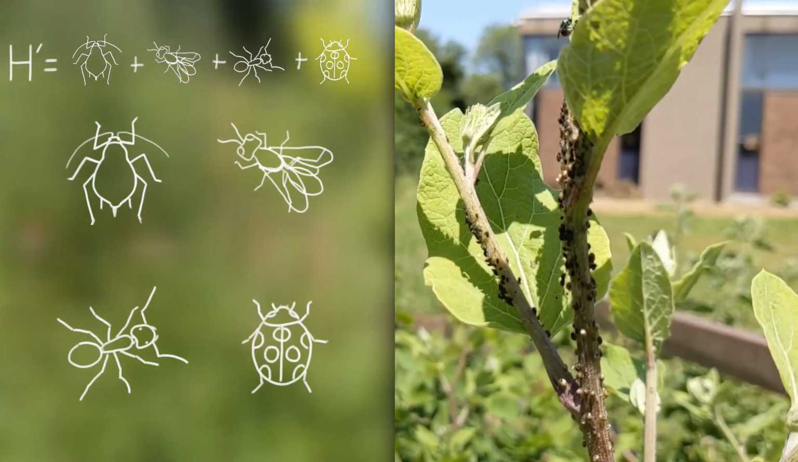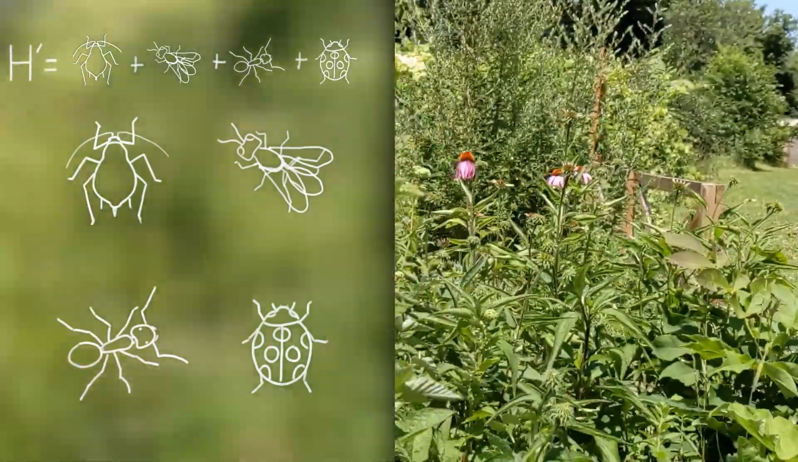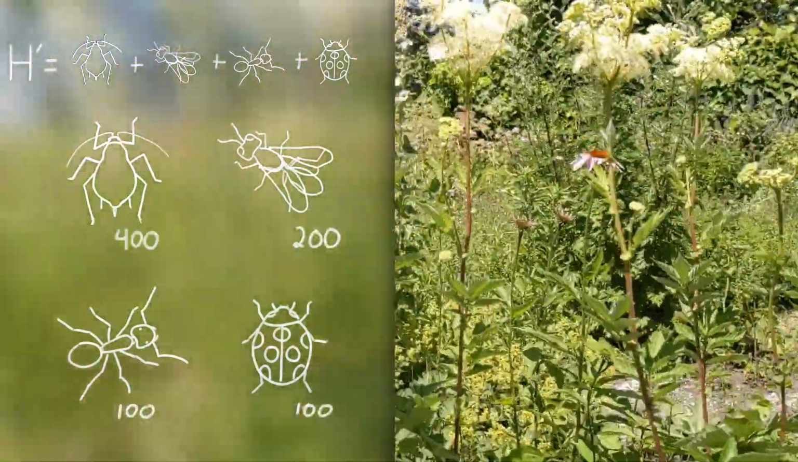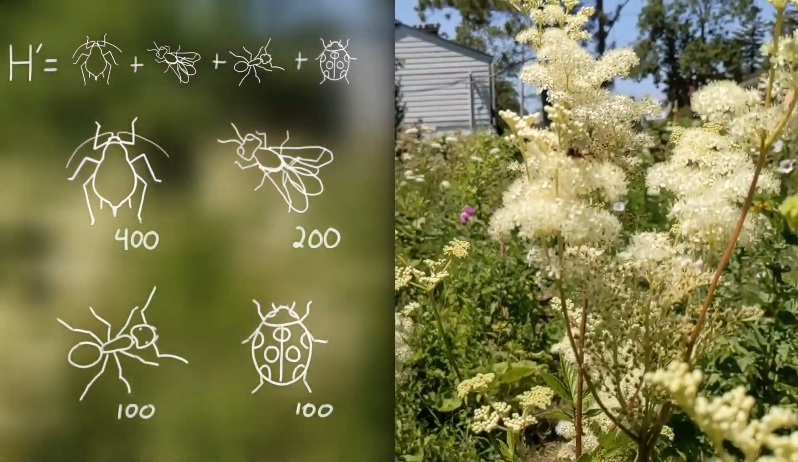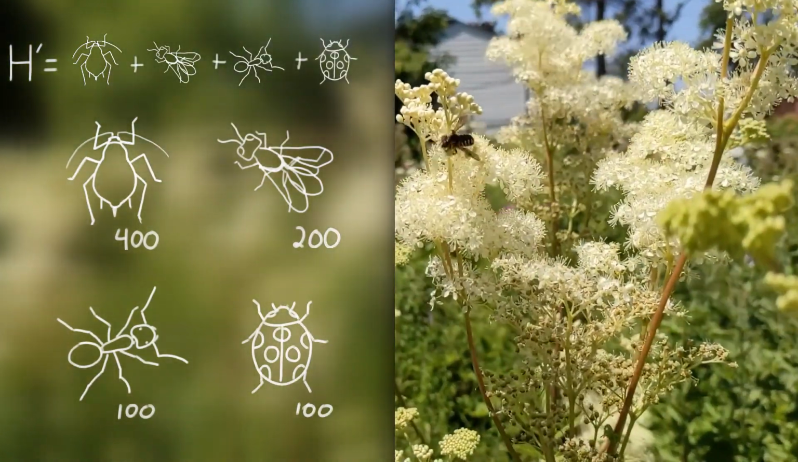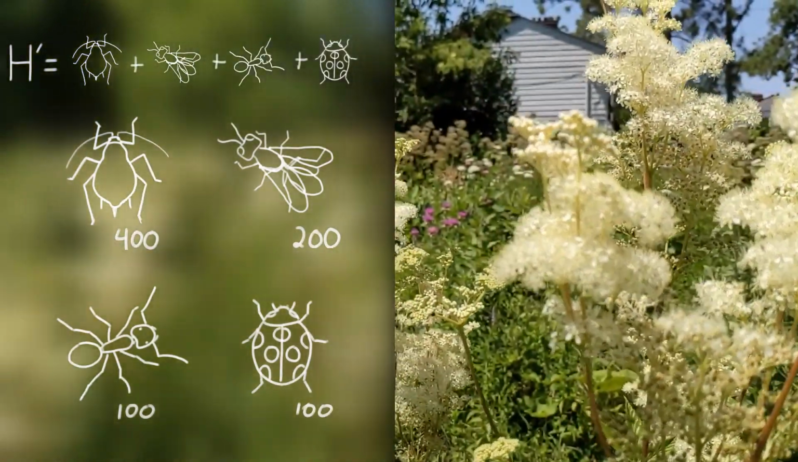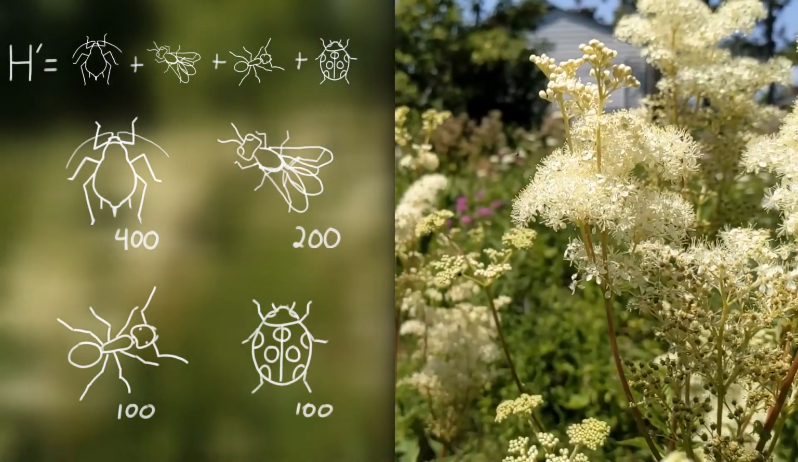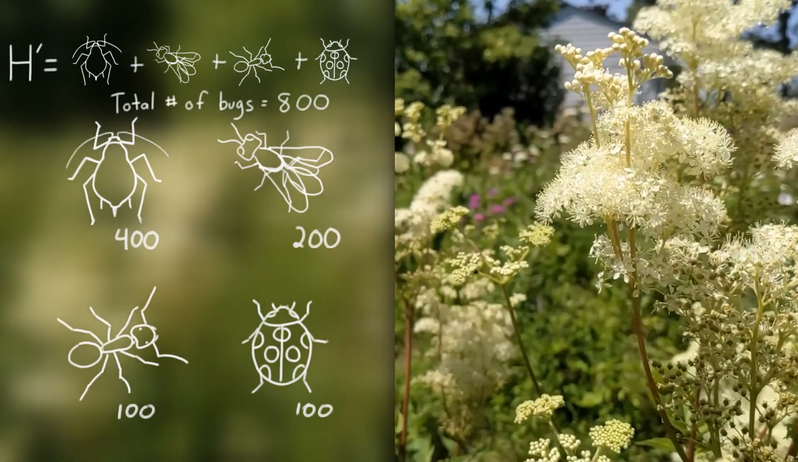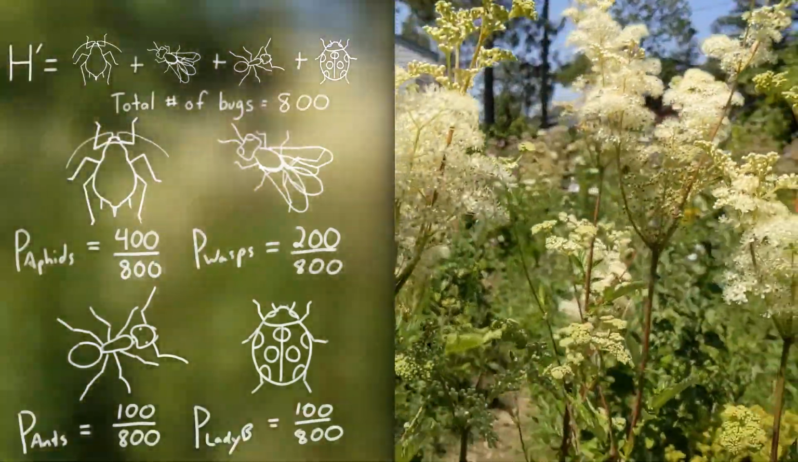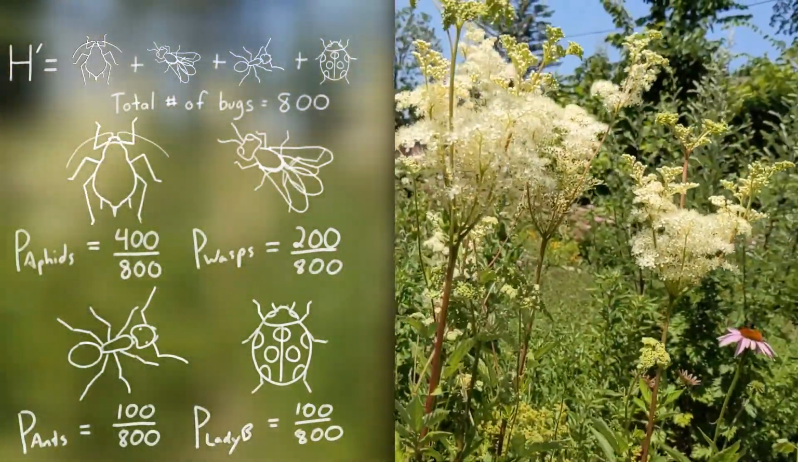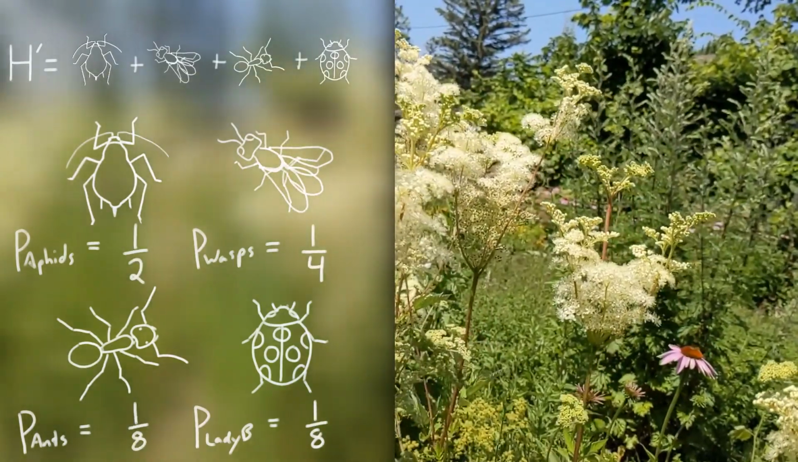The only real hard piece of numerical data we have for each of the bug types is the count. Consider each count within the context of the total number of bugs and it becomes a proportion. So add up the counts of each bug, 400 plus 200 plus 100 plus 100, and our total is 800. Then divide each individual by the total, 800, to get each proportion. Then simplifying the fractions, we get these for our proportions.